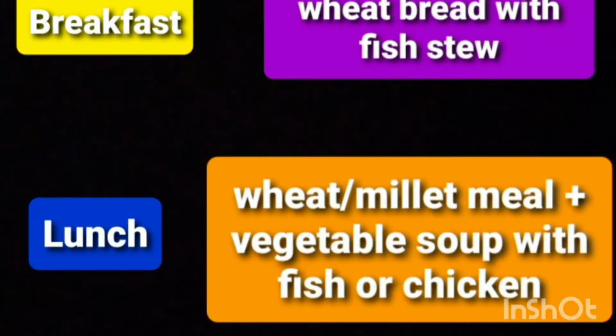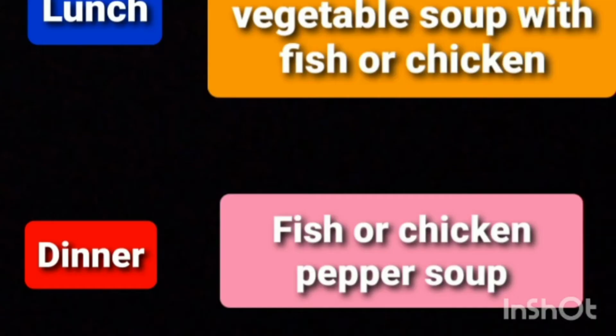Then for your lunch, I went with wheat meal plus vegetable soup plus fish and or chicken, either one. Now when I say vegetable soup, in Africa there are a lot of vegetables. You have your edikang ikong, afang soup, anything. As long as it is green vegetable, it's called vegetable sauce or soup or stew. So it's your own choice. Just pick what works for you. As long as it's green leafy vegetable, just go for what works for you.